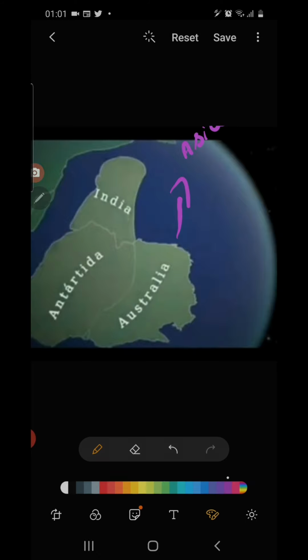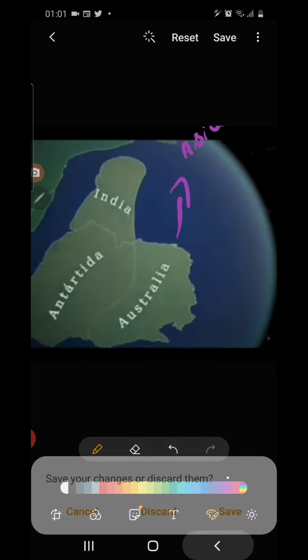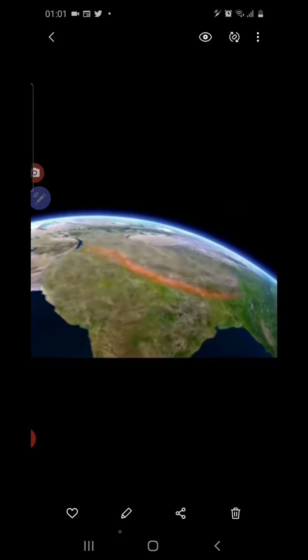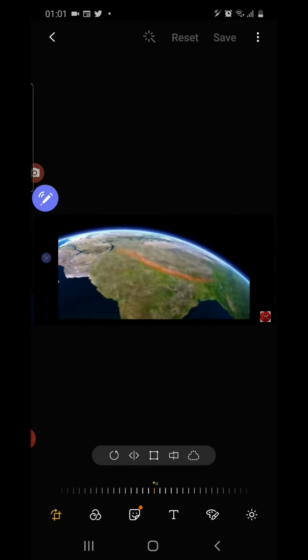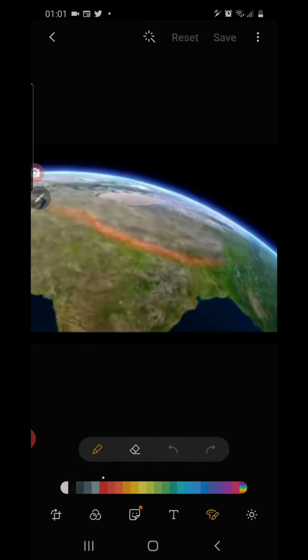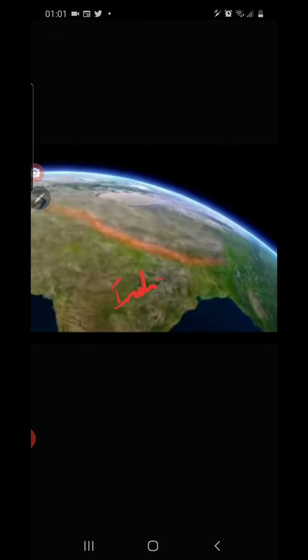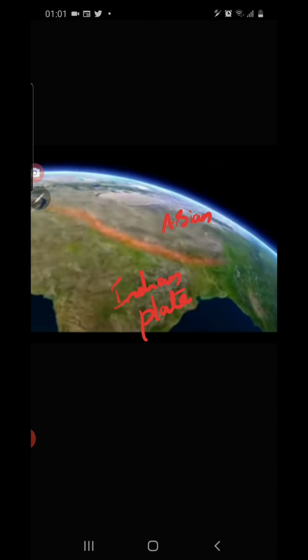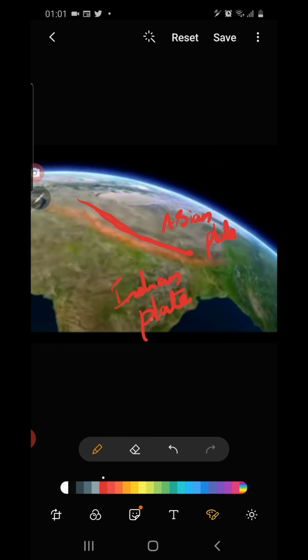So it started moving towards the north, and later on it came and collided with the Asian continent. You can see now how it came and collided with the Asian continent. That means this is the Indian plate, we can say, and it came and collided with the Asian plate. Otherwise we can also say that this part is the Tibetan plate. The Tibetan plate is a part of the major Asian plate. So it came and collided.